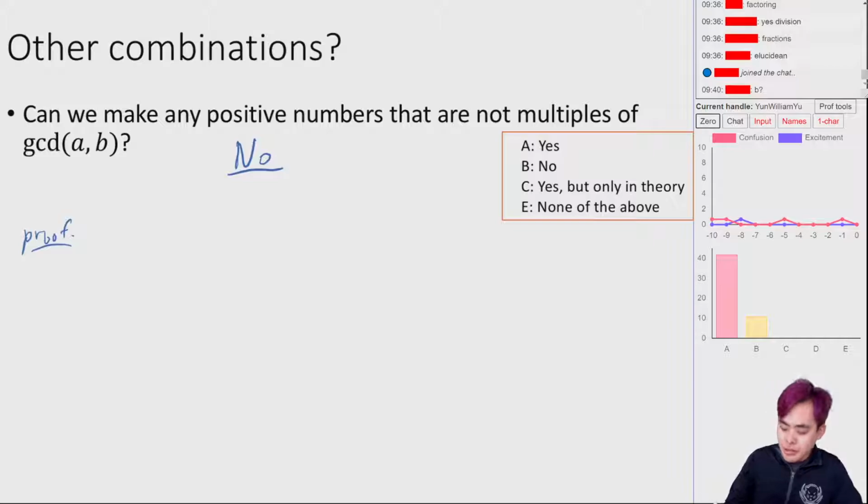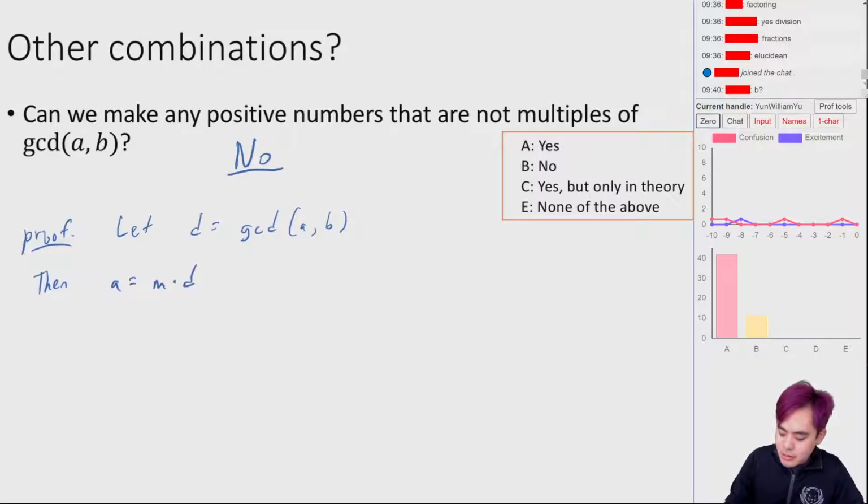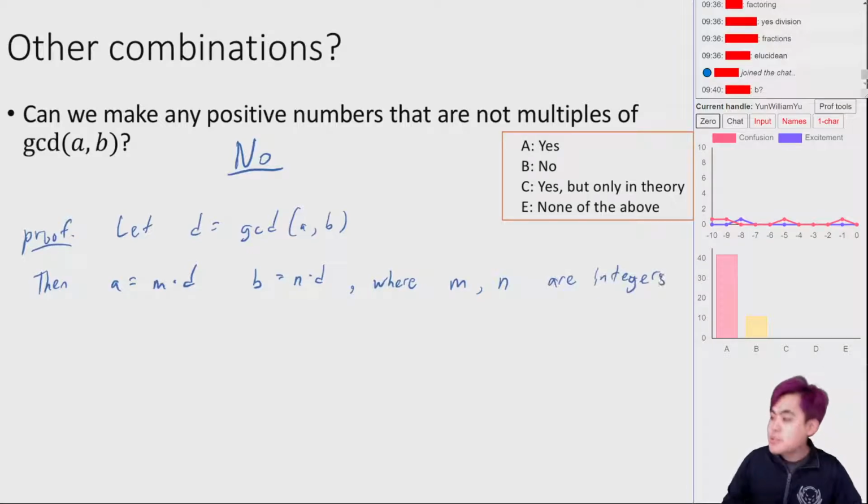So what are we arguing? Well, let's let D be the greatest common divisor. So we're just renaming that to make life easier. If it's the greatest common divisor, then that means A is equal to M times D, and B is equal to N times D, where M and N are integers, right? So that's what it means to be the greatest common divisor.